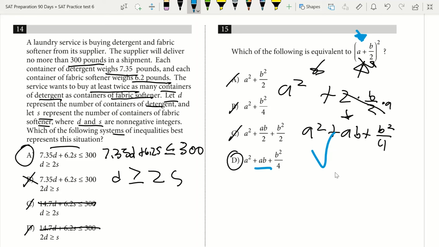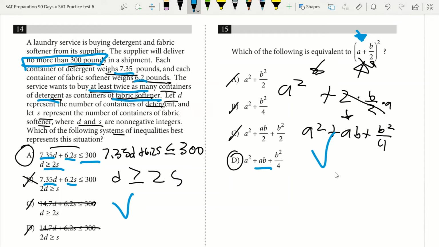Okay, question 14. I see that I'm told that it can't be more than 300 pounds in a shipment. That means that 300's got to be more. I see I've got 7.35 and a 6.2. I've got that here and here as well as here and here. And I see that my number of detergent has to be at least twice that of the fabric softener. So therefore, D's got to be greater than 2 times S. So A is correct.